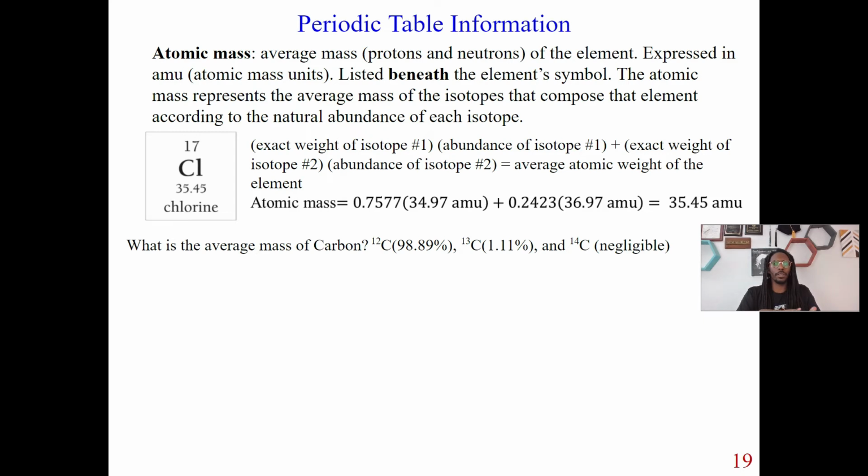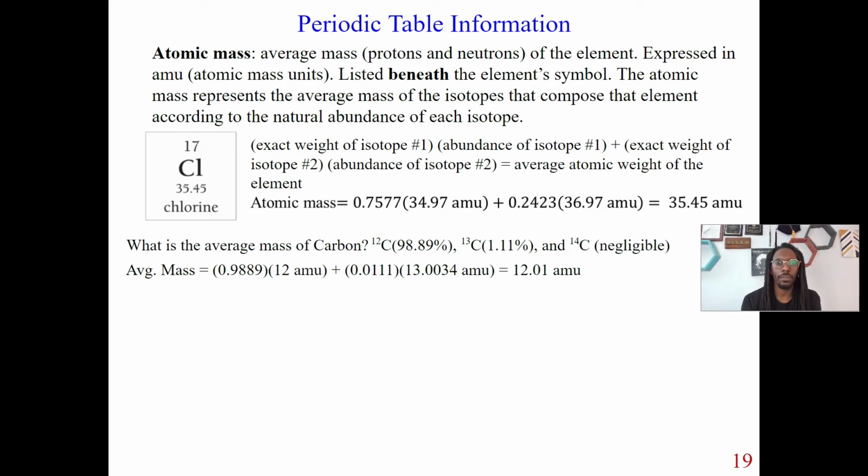All right. So what's the average mass of carbon? So we're trying to figure out this number here. That's what we're trying to figure out. So let's try to figure this out. Right now, if you want to, feel free to pause me and try to do this on your own. If not, let's get to it.